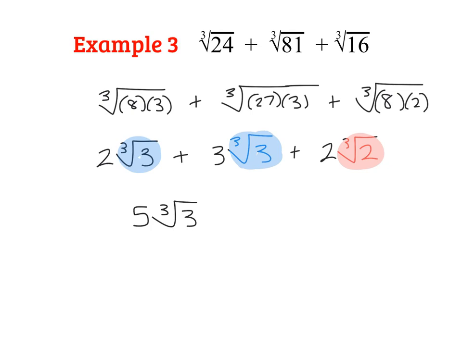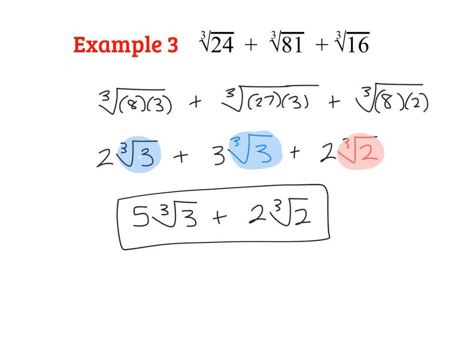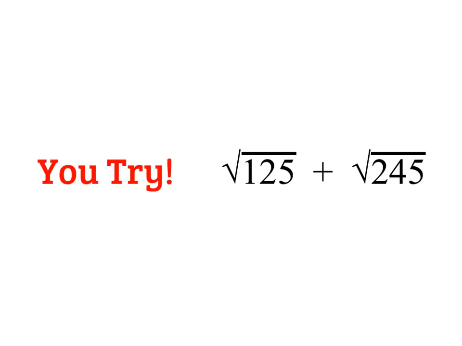5 cube root of 3, and again, sometimes you just can't combine two terms, so our final answer actually looks like this. So, don't oversimplify, don't combine when you can't. Sometimes you will end up with multiple radicals in your answer. Okay, go ahead and pause the video real quick and give this example a try.